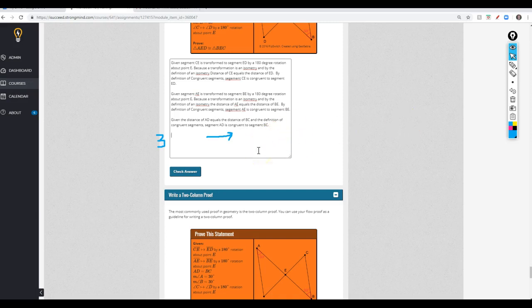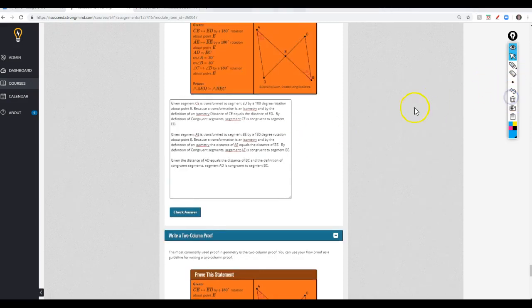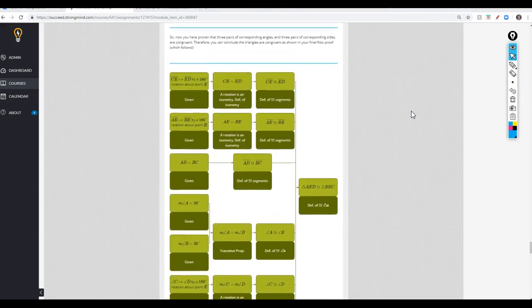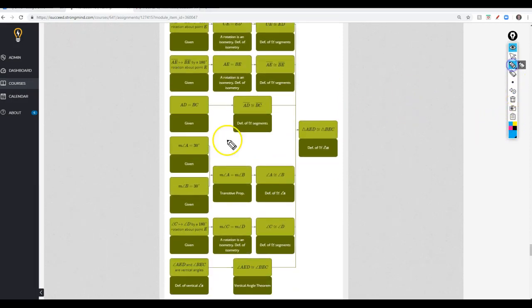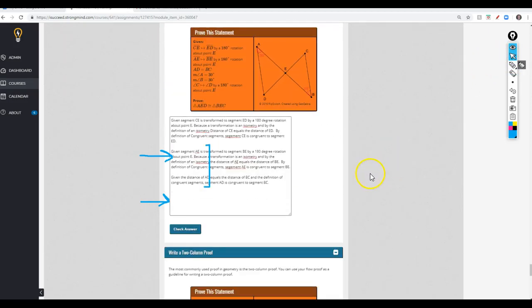So that's our next one, and we're just going to keep following this flow proof. So the next one that is building is this one, and this one. The reason I'm saying they go together is because they have this right here. So we would say this together. Given that the measure of angle A is equal to 30 degrees and the measure of angle B is equal to 30 degrees, that's where we're going to start.